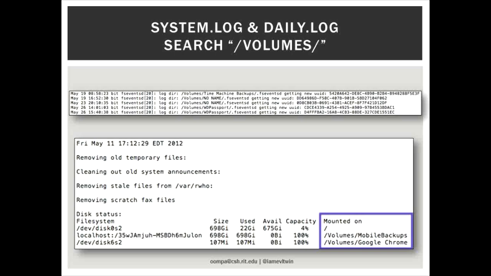So doing the same search for /volumes in the DAILY.LOG, which is the output from a Unix maintenance script, we can see from a little snapshot in time what volumes were mounted on the system. So Friday, May 11th, we can see three volumes were mounted on this particular system. We can see the size of the volume. We can see how much of this volume was used and how much was available.